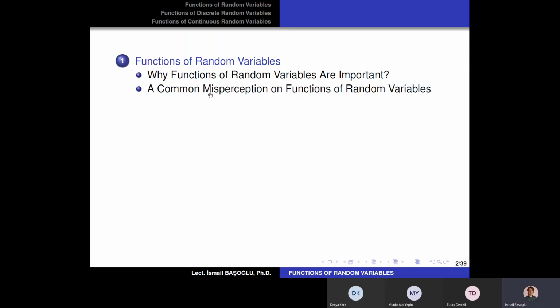And there is a common misperception about the functions of random variables, about the expected value and the variance, which I am going to show you. And please do not apply these wrong formulations, these misperceptions that are applied by many students. These are totally wrong. I am going to show you these misperceptions just to warn you that they are wrong, okay? They cannot be applied.